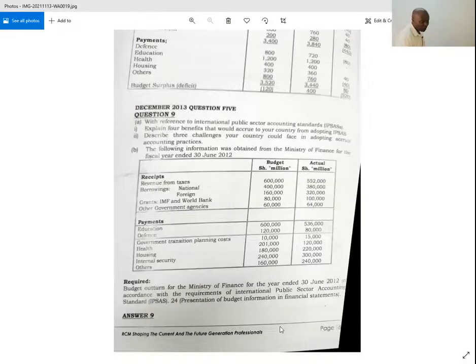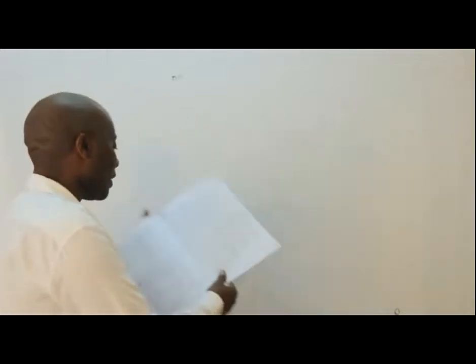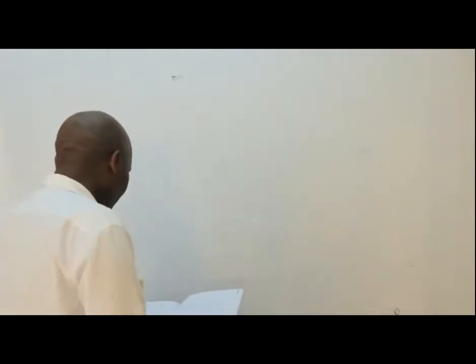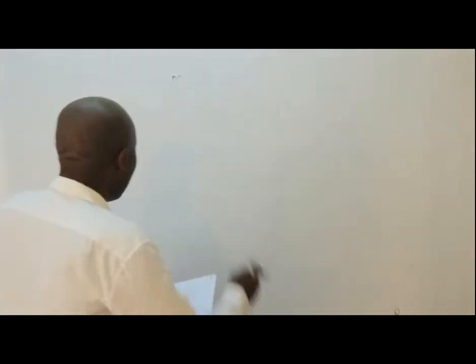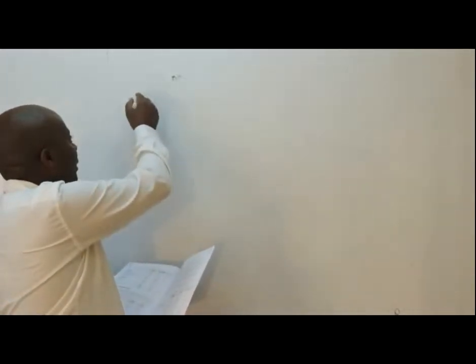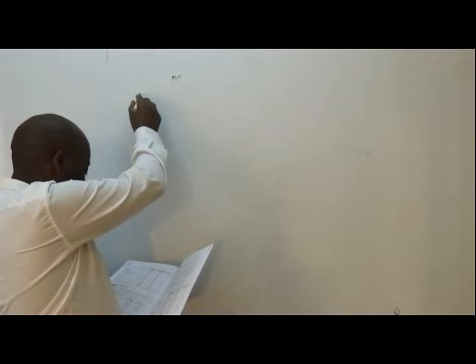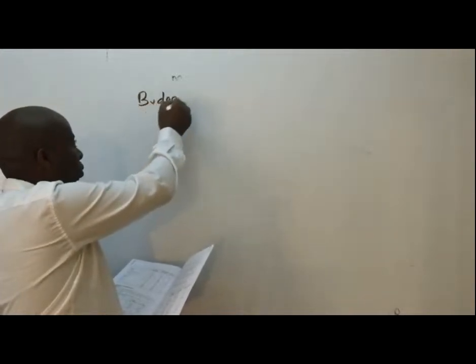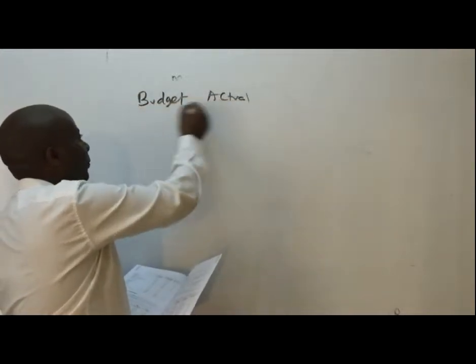So I hope you guys have been able to take a photo of this, because I would want us to write down the budget the way the examiner has given us that budget. It's here. So we have our budget here, right? And then we have our actual. So budget versus actual.